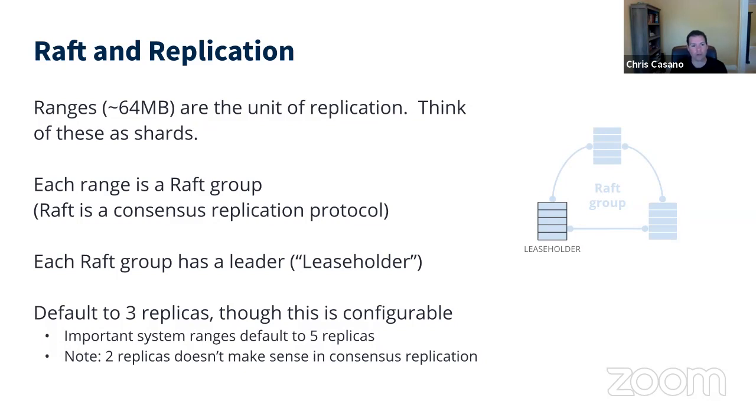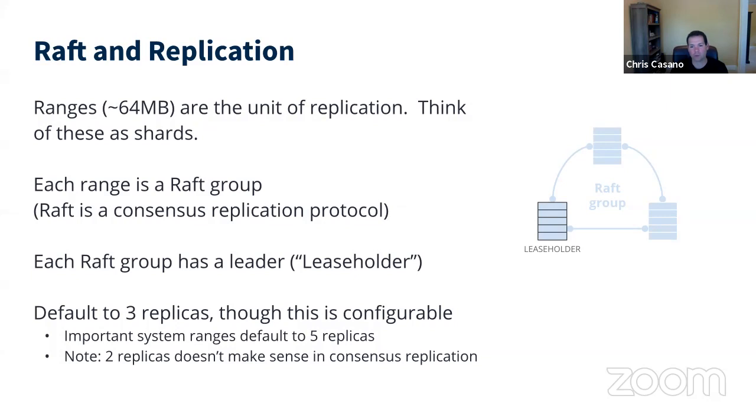All the data is lexicographically sorted within these ranges, so it allows us to do range scans really quickly. And each of these ranges is part of what we call a Raft group. What that allows us to do is make sure that we have consensus within all the replicas, to make sure that data is consistent. In each of these Raft groups, you'll have a leaseholder, that you see here on the right-hand side. And that leaseholder is really responsible for the reads and writes that are happening within that Raft group.